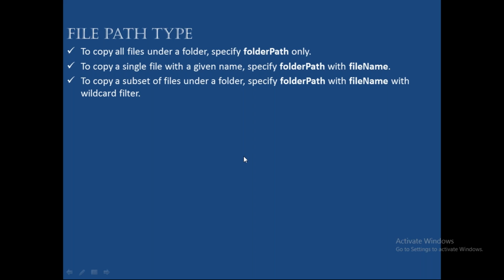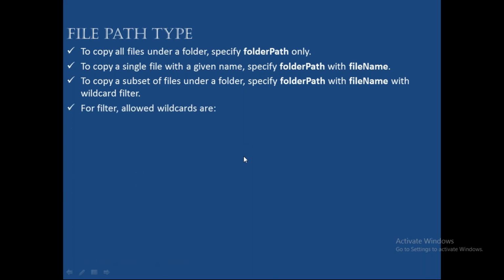Next, to copy a subset of files under a folder, specify the folder path with a file name with a wildcard filter. Let's say you have a folder with JSON and CSV files, and you want only the CSV subset. You are taking only CSV files. CSV is a subset in that folder. How will you get only CSV files? Star.csv. How will you get JSON? Star.json.